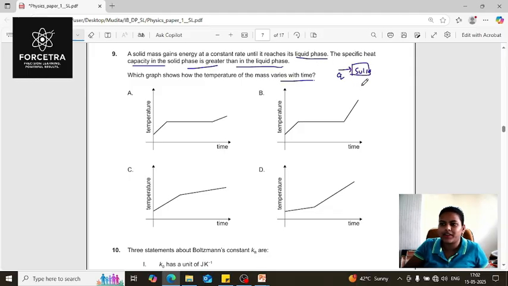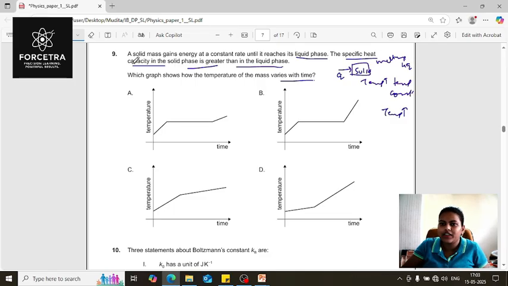So first its temperature would rise, and after reaching its certain point, which is its melting point, it starts melting. So entire heat would be consumed to change its phase. So at this point the temperature would be constant. After the liquid phase is achieved, the entire solid would be converted to liquid. Then again temperature would rise, because this liquid would now heat up.